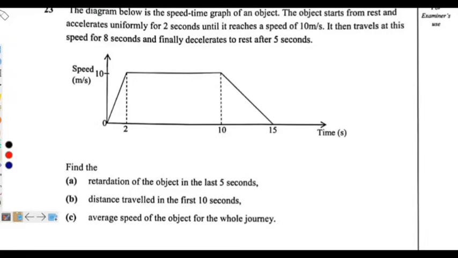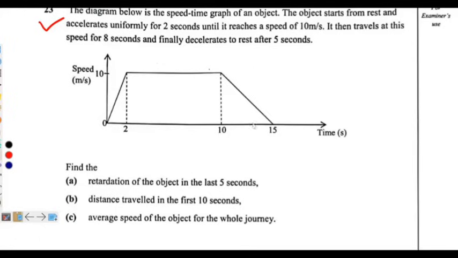Alright guys, so we've come to the end of our question. We are now on question 23 right here. The diagram below is the speed time graph of an object. The object starts from rest and accelerates uniformly for 2 seconds until it reaches a speed of 10 meters per second. It then travels at this speed for 8 seconds and finally decelerates to rest after 5 seconds. Find the retardation of the object in the last 5 seconds.